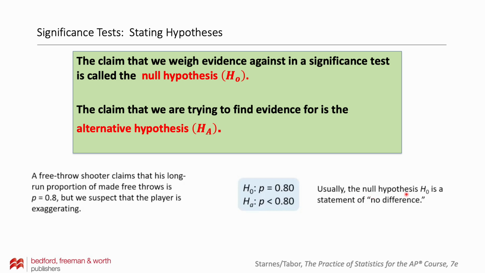And usually the null hypothesis is a statement of no difference. So what he's claiming is that p is 0.8. That's going to be our null hypothesis. And then we're going to try to see if we have convincing evidence or not against it.